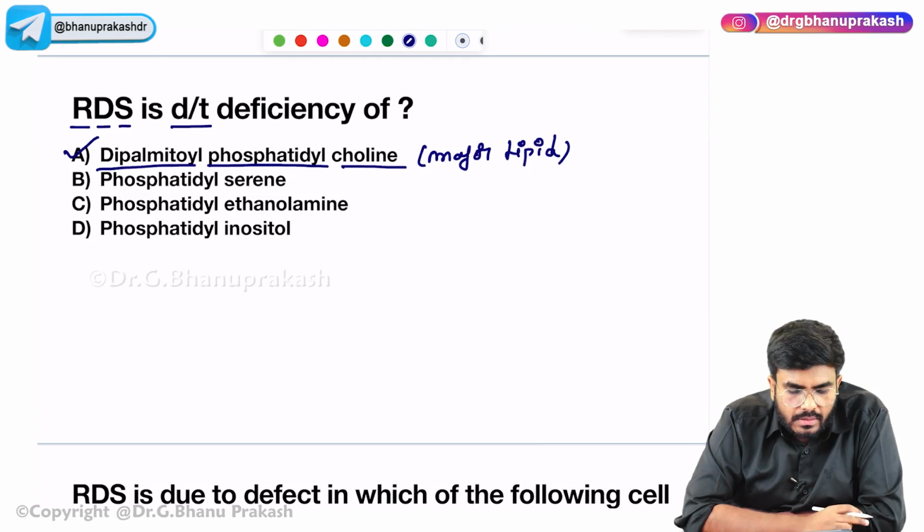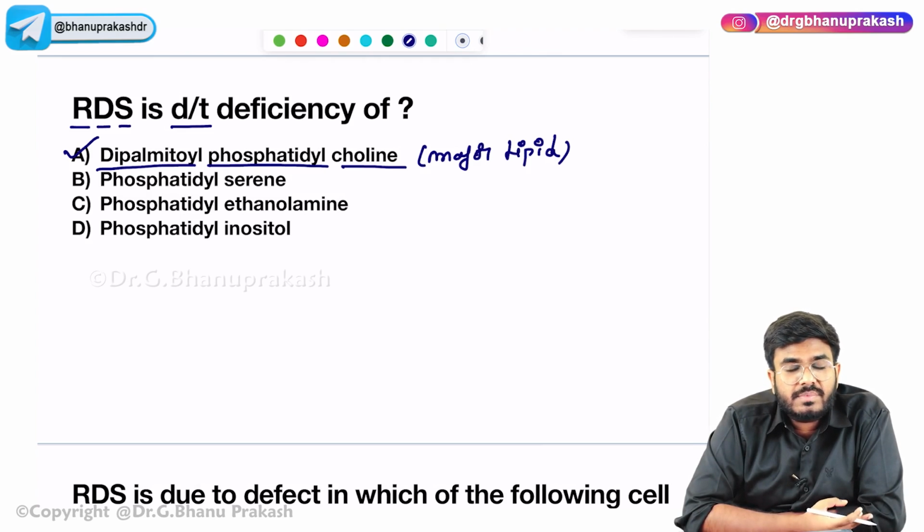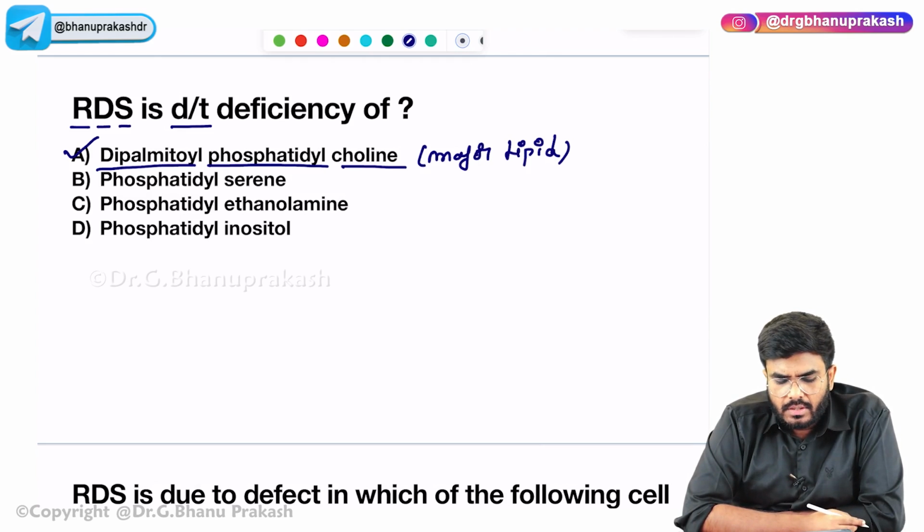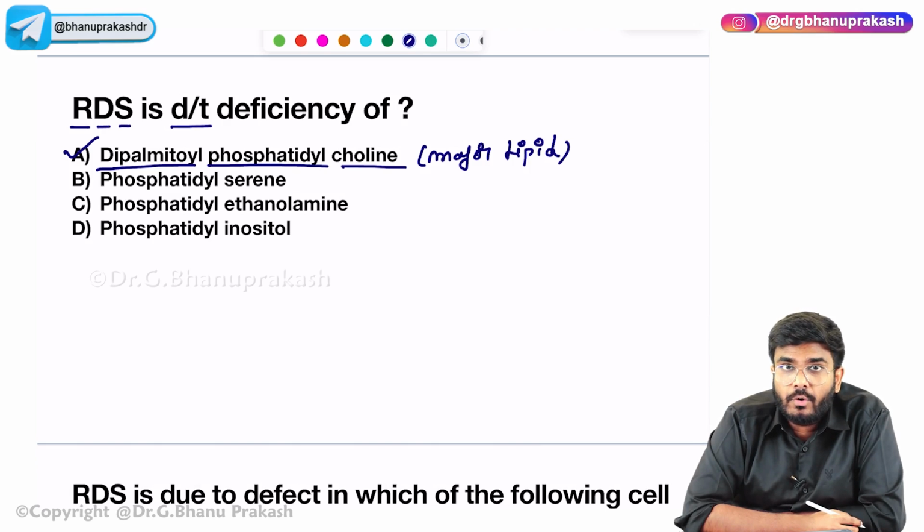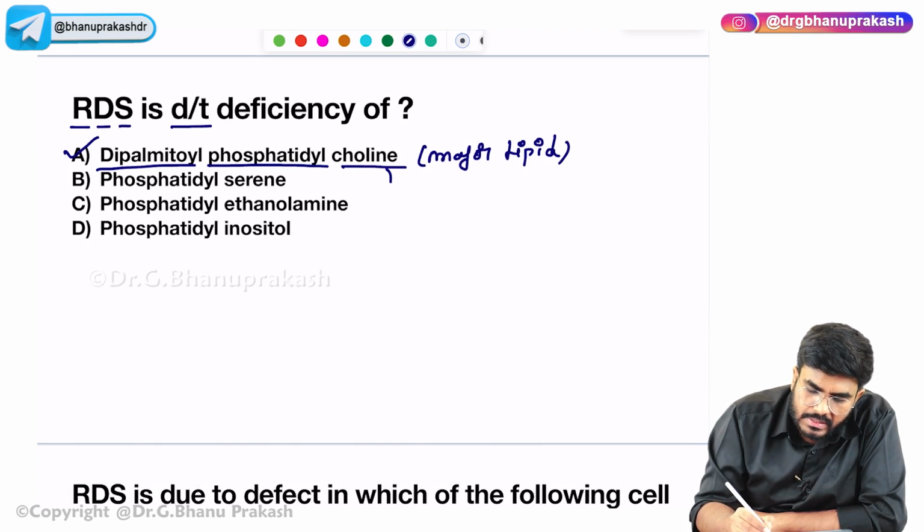In respiratory distress syndrome, the surfactant is missing, or you can say the dipalmitoyl phosphatidylcholine, also called lecithin, is missing. If I ask you what is the minor lipid in the surfactant, it is sphingomyelin. Don't forget about it. Major lipid is lecithin.